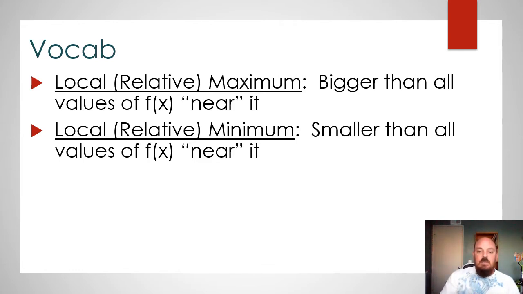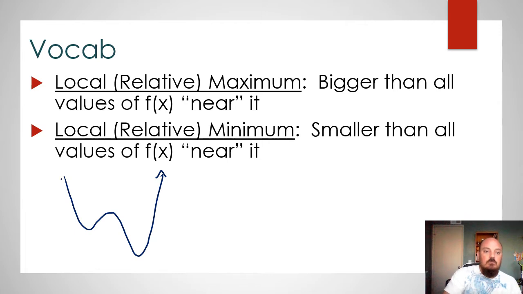So let's look at that same picture I just drew. We had a graph that looked kind of like this. And I said, okay, well, this point right here is the absolute minimum. But what about this point right here, that purple point there? It's definitely not the absolute minimum. There are points on the graph lower than it, like the red one. But this is what we mean by near it.